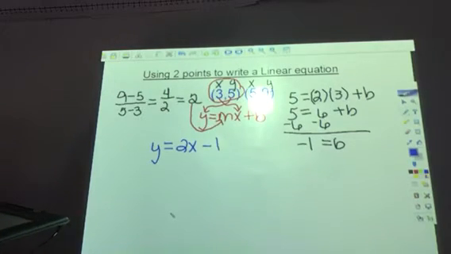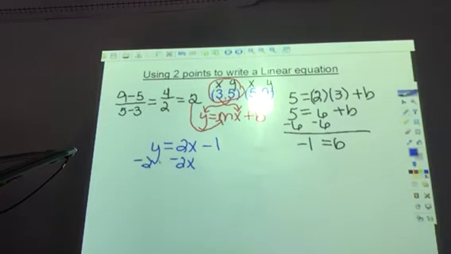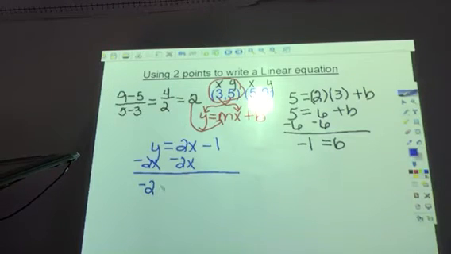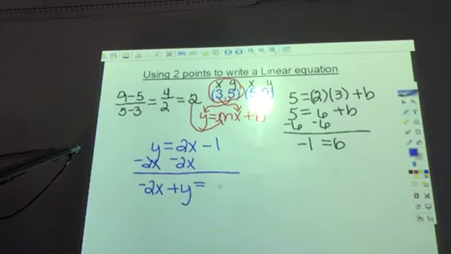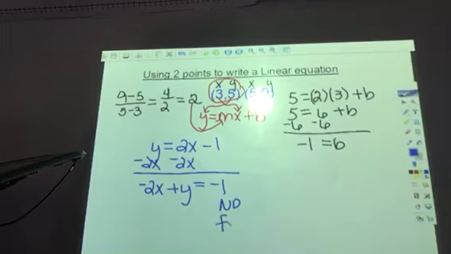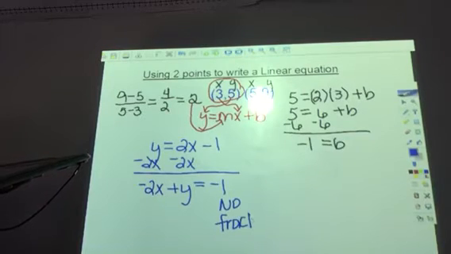And if need be, I can put this into standard form by subtracting 2x from both sides. And in standard form, the equation of my line is negative 2x plus y equals negative 1. And remember, in standard form, we cannot have any fractions.